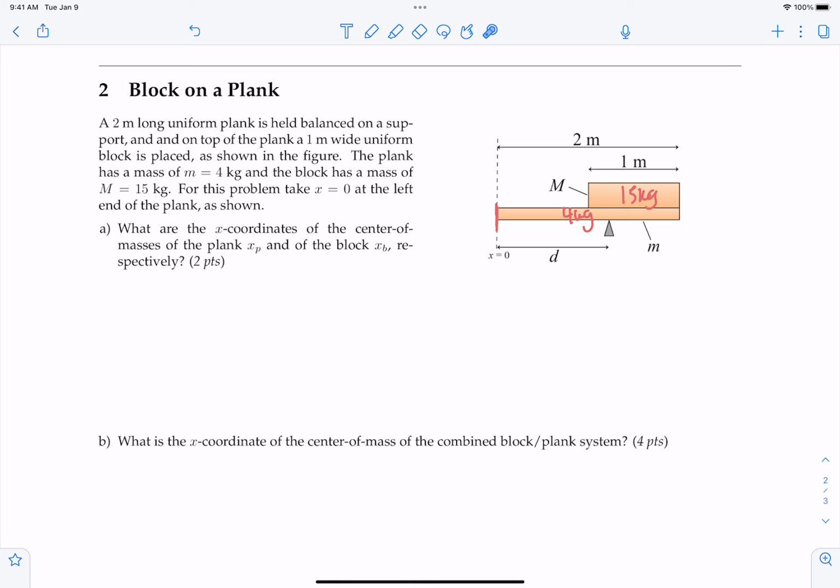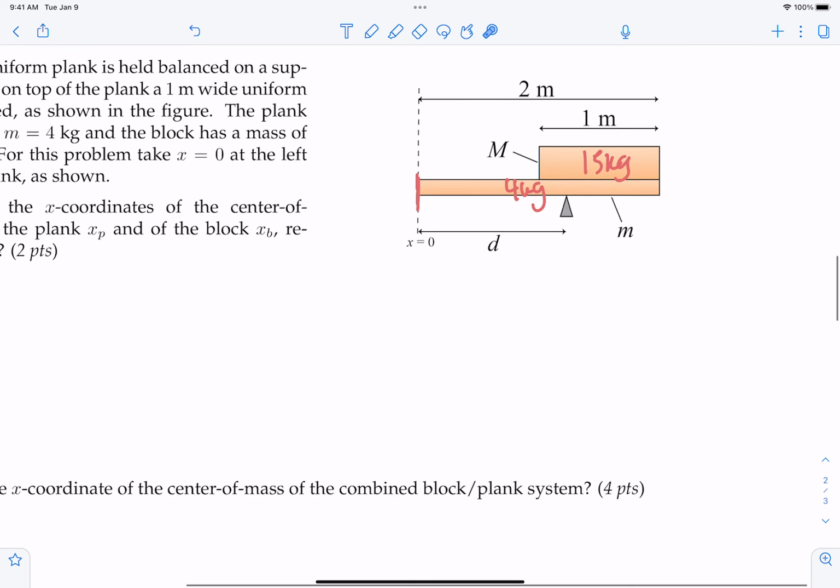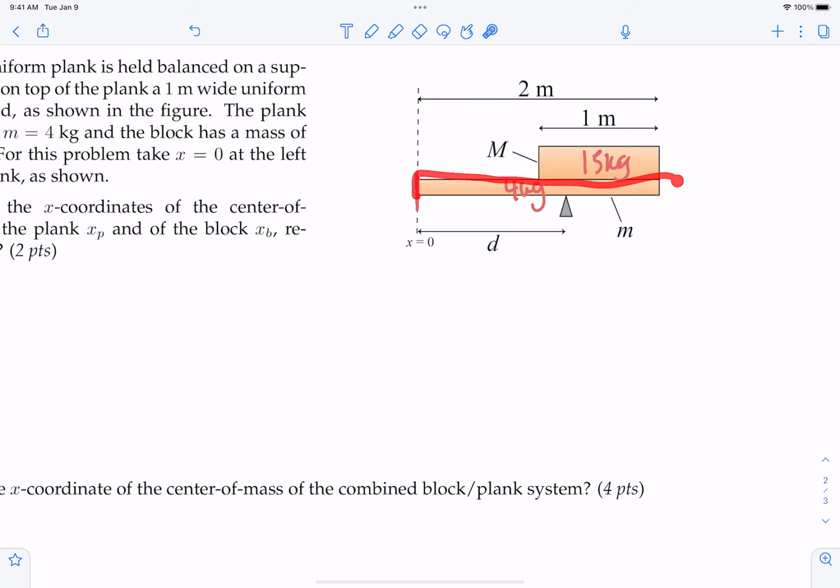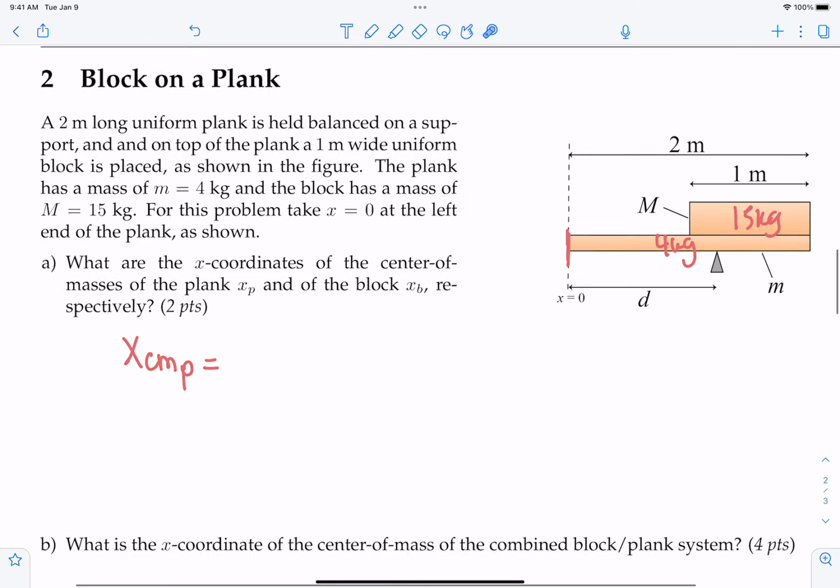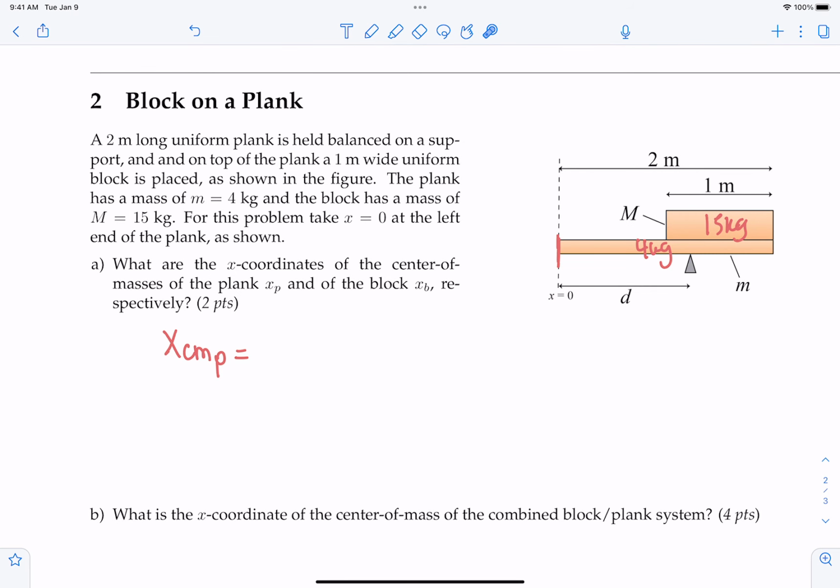All right? So for the plank, we want to find out the center of mass of the plank. So we look back to the problem, right? We know that from 0 up until the end of the plank, it's 2 meters. Now, what's the hint here? They said it's a uniform plank. What does that mean?